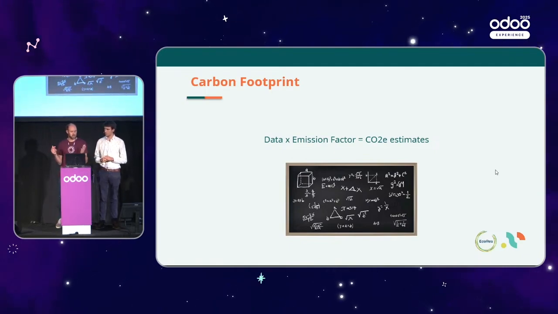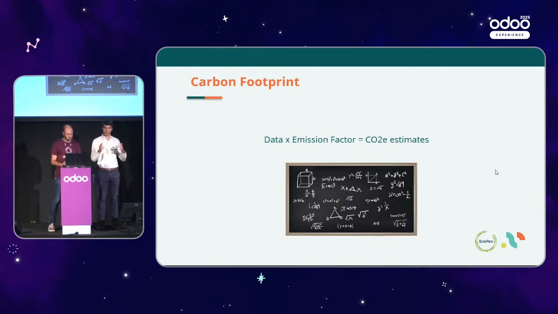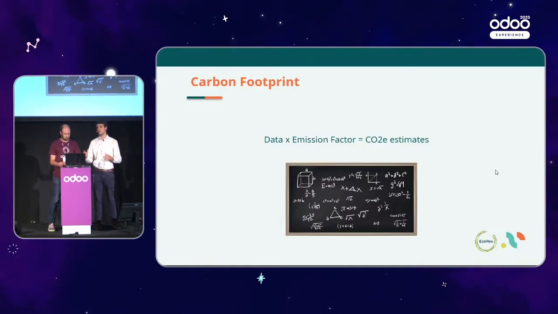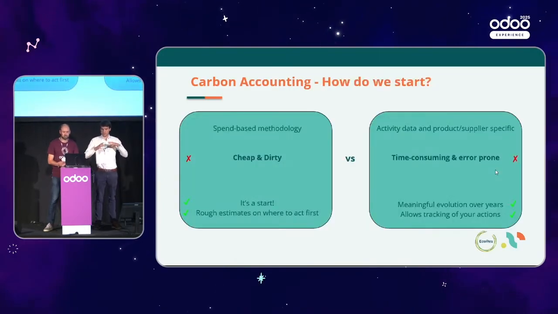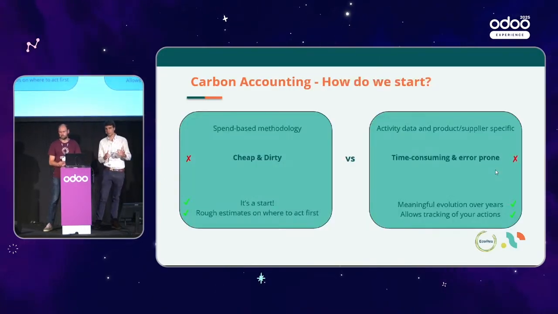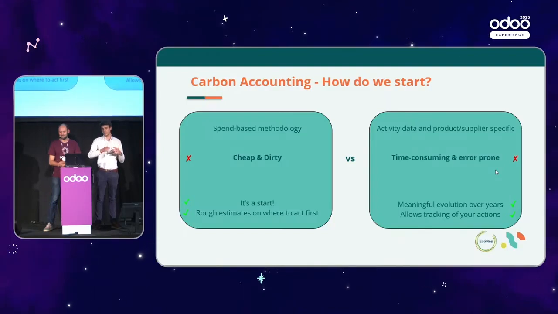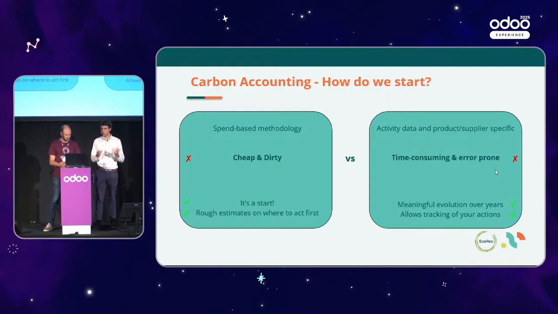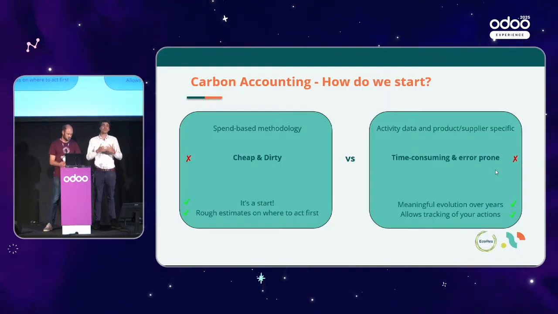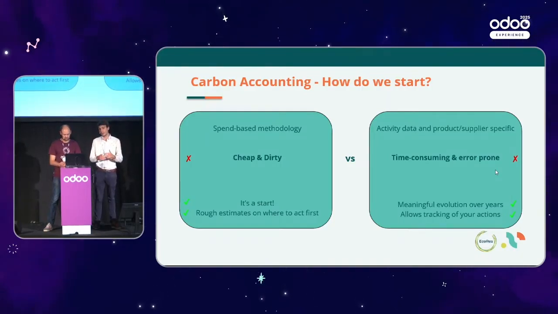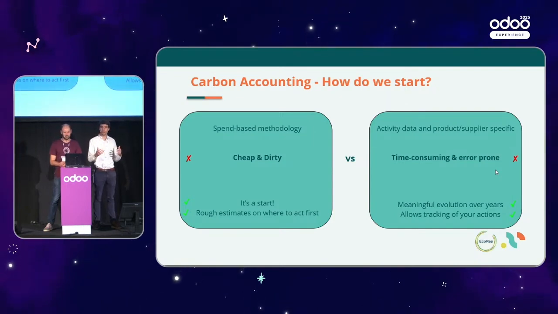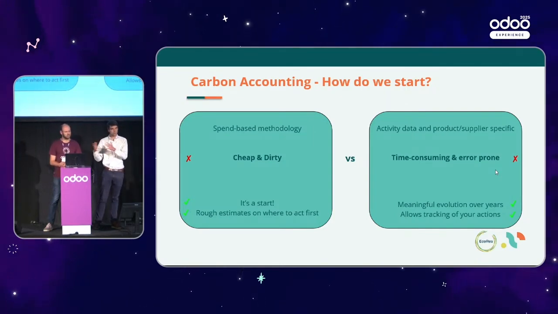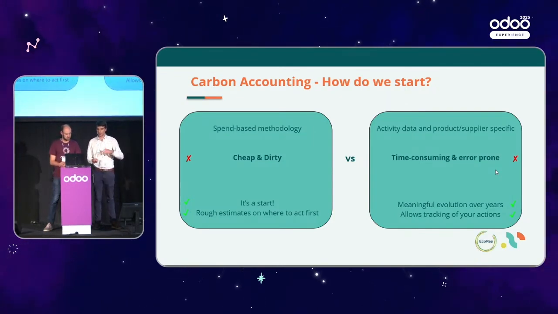What about carbon accounting? You've heard about carbon accounting. Basically, for carbon accounting, the data that we're using in this equation is financial data from your accounting. So this is really where it starts, and it's just using all the financial data from your accounting to associate emission factors and then to compute your CO2 estimates. That's a bit of a cheap and dirty method. It's what we call the spend-based methodology. It's a good start. If you have never done any carbon footprint, it's better than nothing, because it gives you a rough estimate of where to act first, what is more important, your construction materials or your tools.